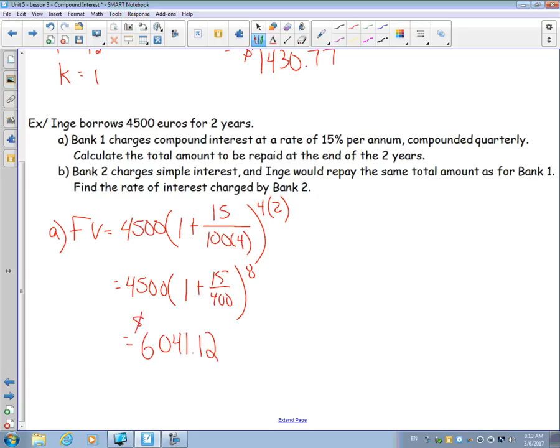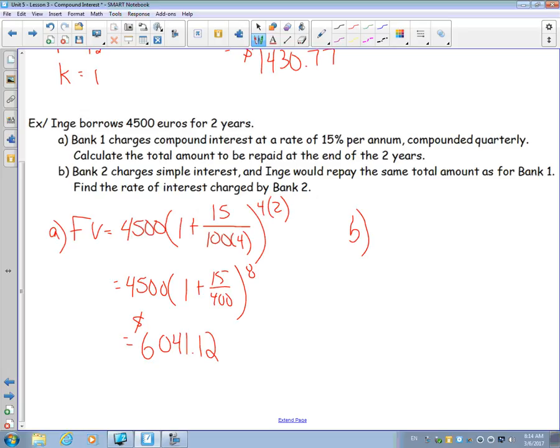And notice this is our amount. We're not calculating interest. To do interest, you have to figure out the difference between what you started with and what you ended with. Part B, Bank 2 charges simple interest. She would repay the same total amount as for Bank 1. Find the rate of interest that she's charged.